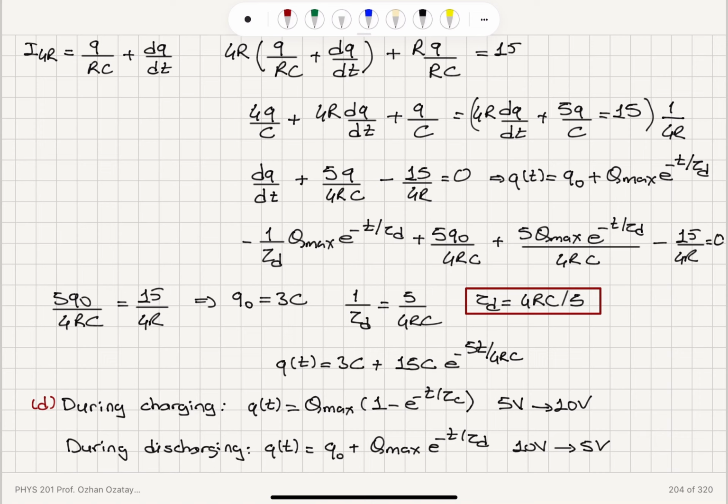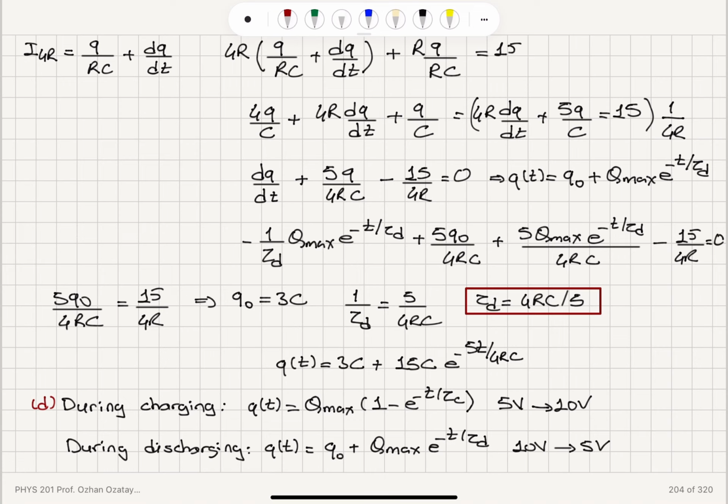Okay, so this is assuming that at t is equal to 0, we start at Qmax. So for the discharge process, we would have Qmax times e to the minus t over tau d. But here I'm noting that there is an initial charge Q0 at t is equal to 0. At t is equal to infinity, there's a remaining charge Q0. So that's basically what I have to consider here during the discharging process.